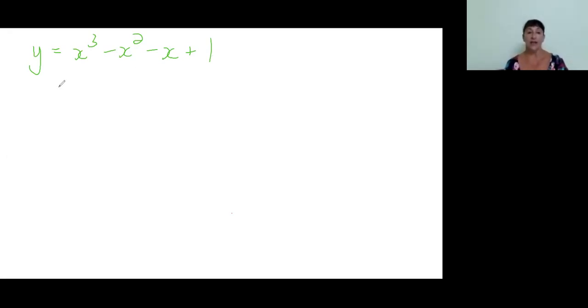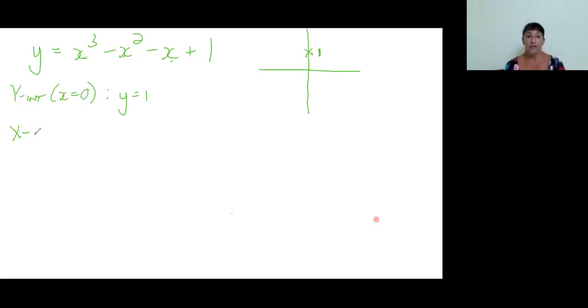We know that in the first place we need to find the y-intercept, and that is when x is 0. If we make x 0, I will end up with y equals 1. So far, I know that the graph goes through y equals 1. I'm then going to find the x-intercept. So I let y equal 0.